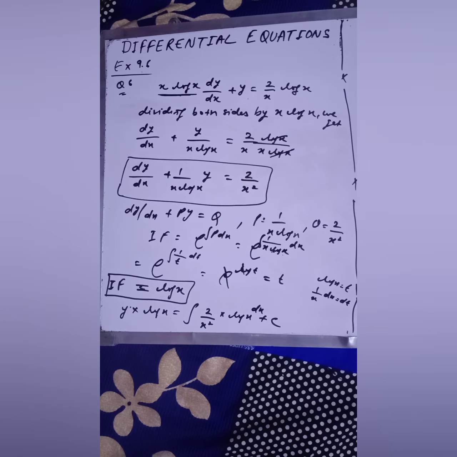So let's start our miscellaneous exercise. Children, in miscellaneous, question number 3 is not coming. It is not in your syllabus. Question number 3 is not in your syllabus. Question number 4 you have to solve. It's easy. It is related to homogeneous.